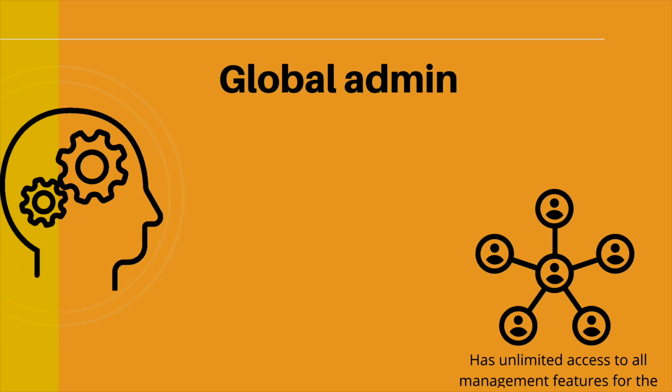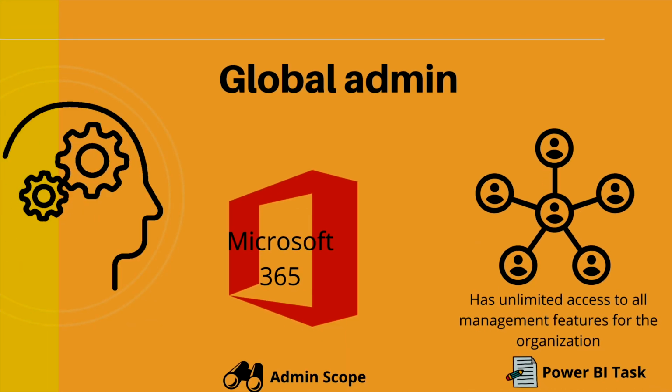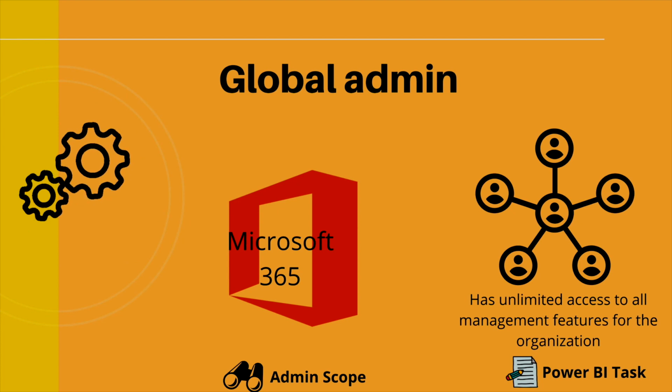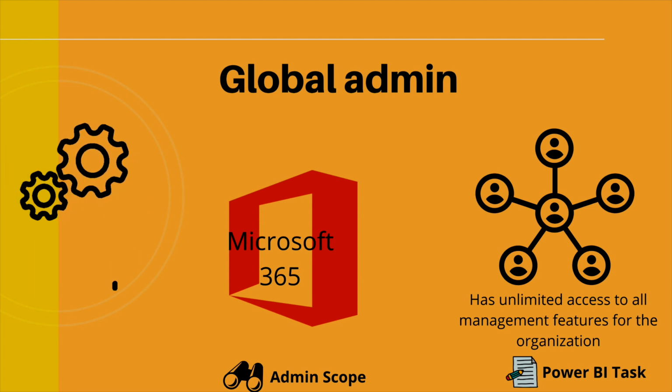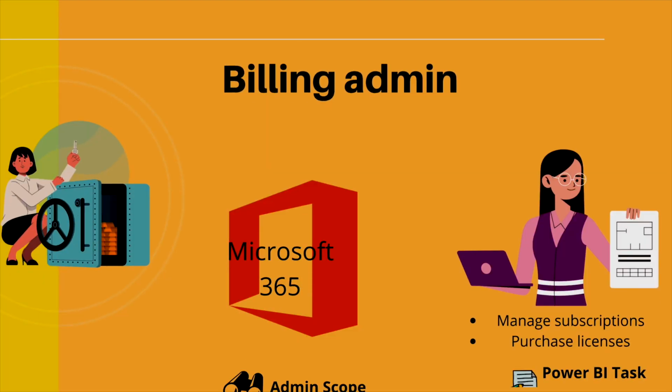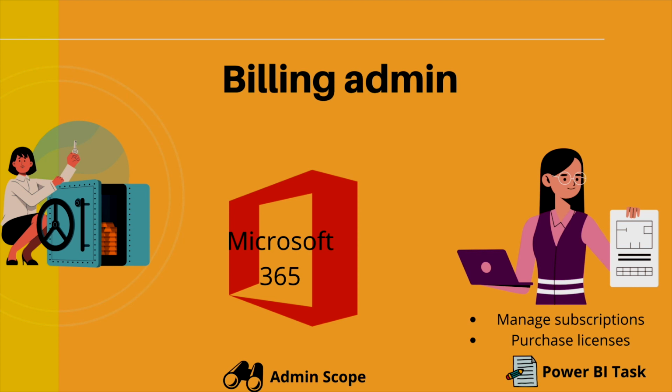The very first role is Global Admin. The scope of Global Admin is Microsoft 365, and if we talk about the Power BI task, this role has unlimited access to all management features for the organization. Also, this role can assign roles to other users. So that is the Global Admin in Power BI. Now let's talk about the second role, which is Billing Admin. Its scope is Microsoft 365 only. The admin of this role can manage subscriptions and purchase licenses for other users.